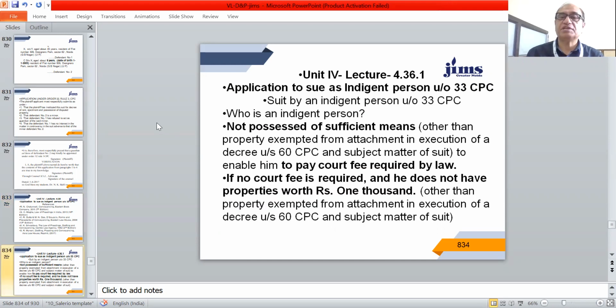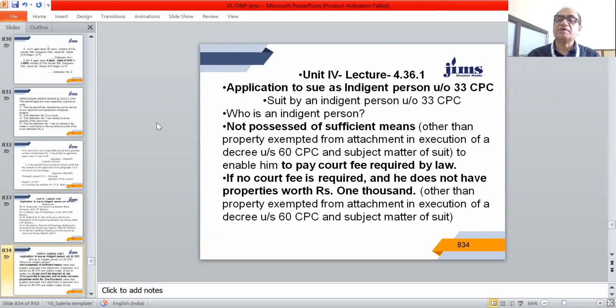So dear students, the initial question is as to who is an indigent person, you must know. Indigent person means a person who is not possessed of sufficient means, and sufficient means is also defined in Order 33. A person who is not possessed of sufficient means other than properties exempted from attachment in execution of a decree under section 60 CPC and subject matter of the suit to enable him to pay court fees required by law.